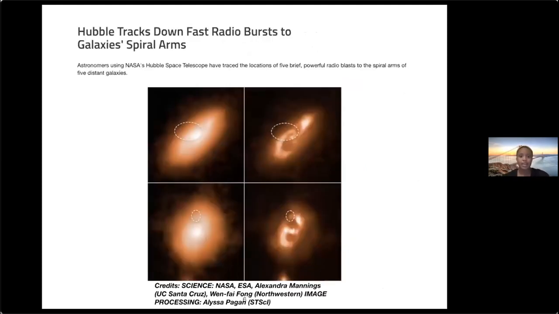And we actually got a little bit of press for this. This image was processed really nicely by Alyssa Pagan at Space Telescope. And here you can really see the spiral structure jumping out in those residual images, and then the localizations of the FRBs too. So that was very exciting.